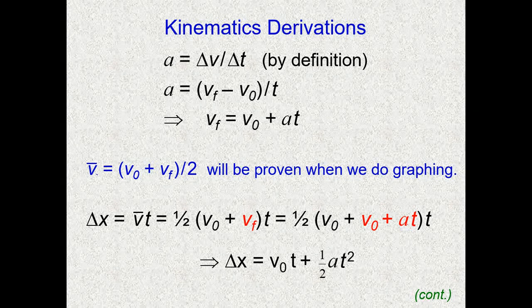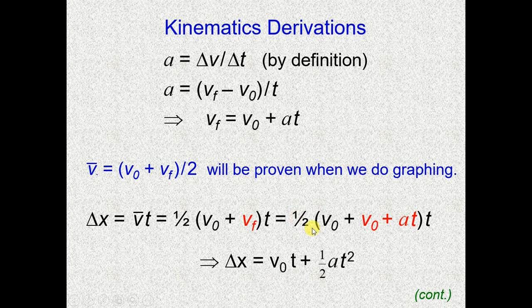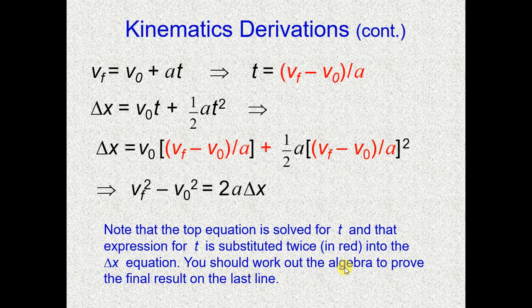Now v bar equals (v0 plus vf) by 2 will be proven when we do graphing. Okay, so we get v bar times t equals 1 half (v0 plus vf) times t, but we have 1 half (v0 plus v0 plus at) times t. So we will get vf equals v0 plus at. So we will get delta x equals v0 t plus 1 half a t squared. So this is the derivation of the kinematic equations. So vf equals v0 plus at.